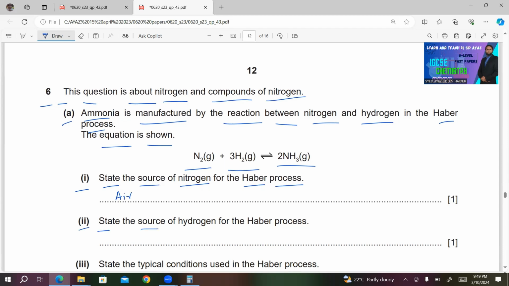Number two, state the source of hydrogen for the Haber process. It's produced during the cracking of long chain alkanes or from methane.